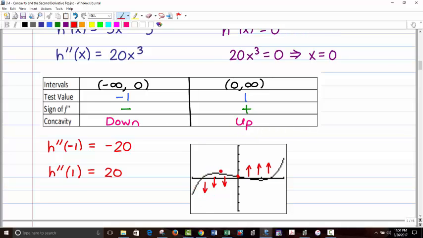Now, if you look at the graph, you see that curvature coming along here is a downward facing section, so that's concave down, and then it changes over at 0 and goes upward.